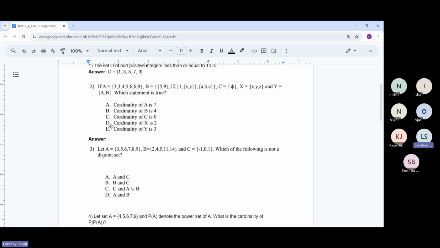We are given 5 statements, and there can be multiple possible correct statements also. So we'll go over them option by option. So option A says that the cardinality of set A is 7. Is this true or false?